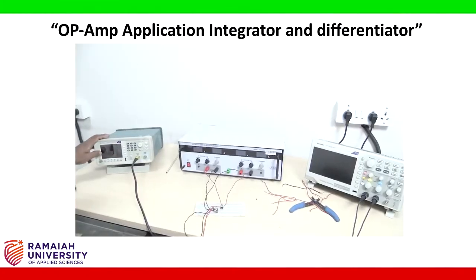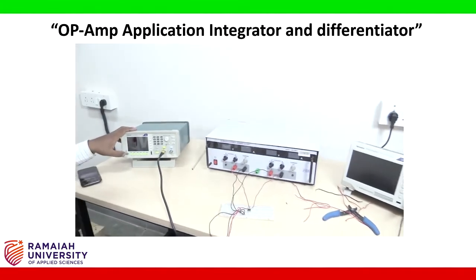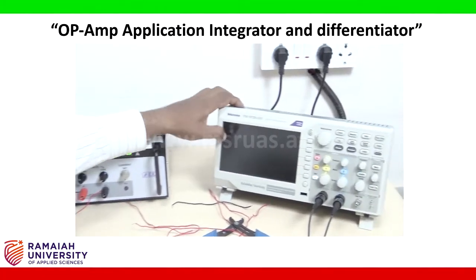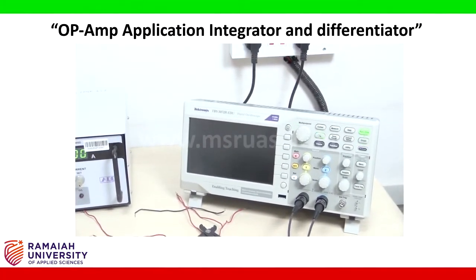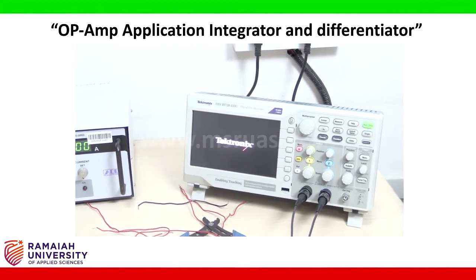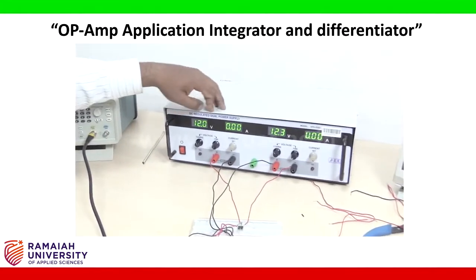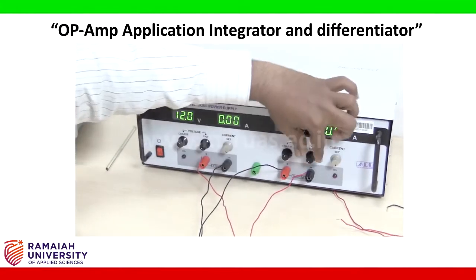Now you switch on the system, signal generator, DC regulated power supply, and the oscilloscope. You set this voltage to 12 volt, and this also needs to be set to 12 volt.